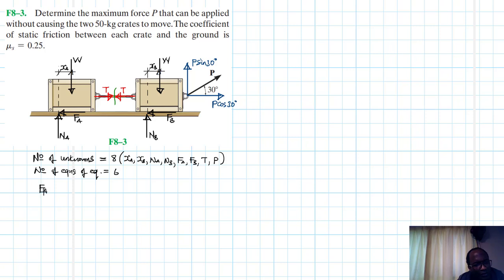So we need one equation, the friction equation, where I will say Fa is equal to mu S Na, which is just going to be equal to 0.25 Na, and Fb will be equal to mu S Nb, and this is 0.25 Nb. Alright, so let's find W.